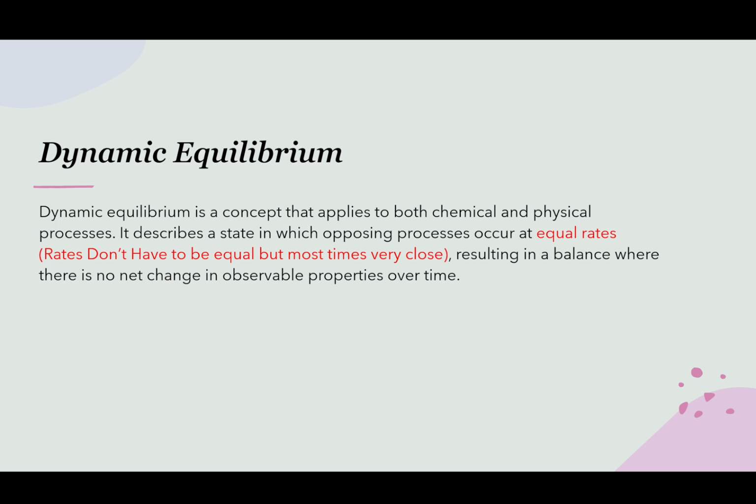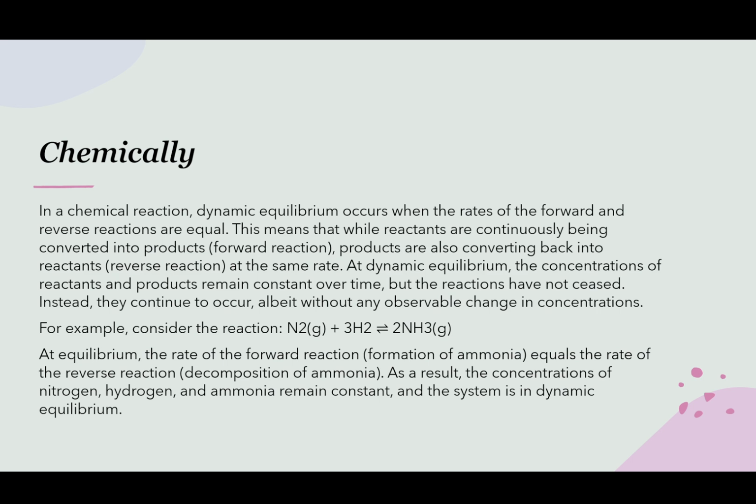So it describes a state in which opposing processes occur at equal rates, right? But I put in brackets here, rates don't have to be equal, but most times they're very close, resulting in a balance where there is no net change in observable properties over time. So there's no net change. So what are these instances when there is no net change? Chemically, we can look at it in this way. In a chemical reaction, dynamic equilibrium occurs when the rates of the forward and the reverse reactions are roughly equal.